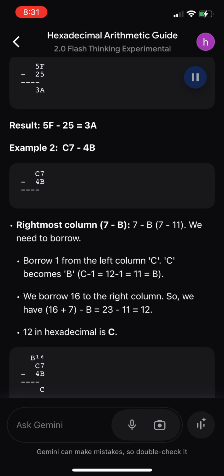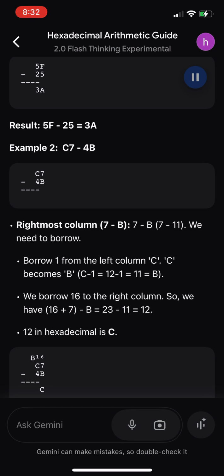Example 1: 12 times 3. Rightmost column, 2 times 3. 2 times 3 equals 6. 6 in hexadecimal is 6. Left column, 1 times 3. 1 times 3 equals 3. 3 in hexadecimal is 3. Result: 36. 12 times 3 equals 36.